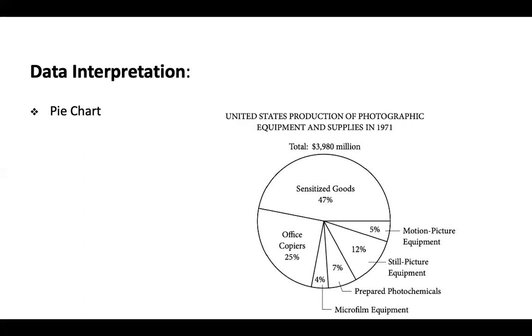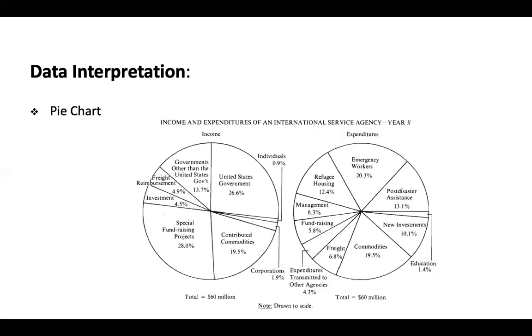So this is a very basic type of question in which you are given one pie chart. There could be a scenario in which you are given 2 pie charts at the same time, and you need to use both of them. Just like this one, which shows the income and expenditure of an international service agency for year X. There are 2 pie charts, one showing the income and one showing the expenditure, and the totals for both are given. There could be another scenario where, if you see the income, the United States government is around 26.6%, and this 26.6% is further divided into another pie chart, right? So this is just an idea about the pie chart, the form of graph you could see in the actual exam.